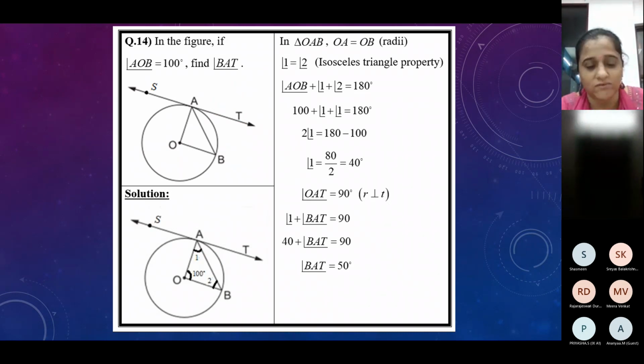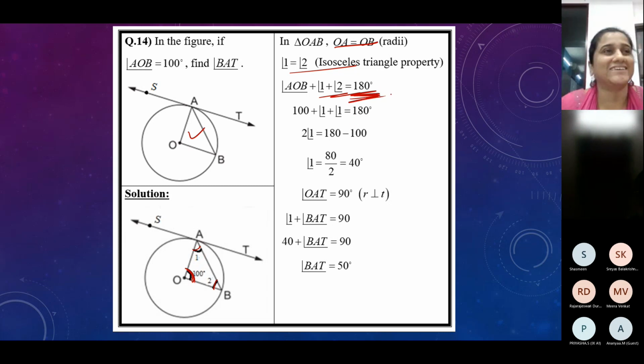Okay, here I've done using what we understood first, using the isosceles triangle property. So you can see here that in this triangle, OA is equal to OB, correct? So angle 1, I've marked here. See, angle 1 is equal to angle 2, correct? By the isosceles triangle property. Then AOB plus 1 plus 2 is equal to 180. Angle sum, Kanishka.